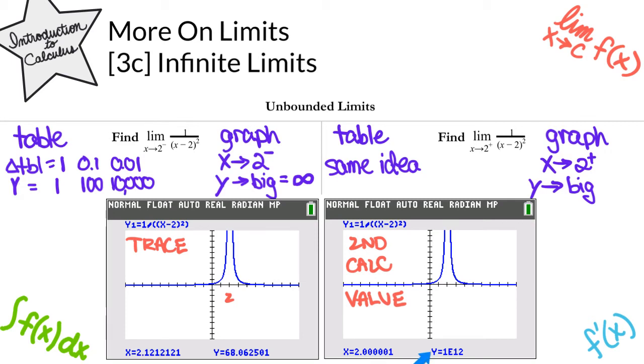And then you should see that that y value is really, really big again. For me, I plugged in 5 zeros before the 1, and then I got 1 times 10 to the 12th power, which is really, really big as well. So the limit as x approaches 2 from the right side of this function is also infinity.